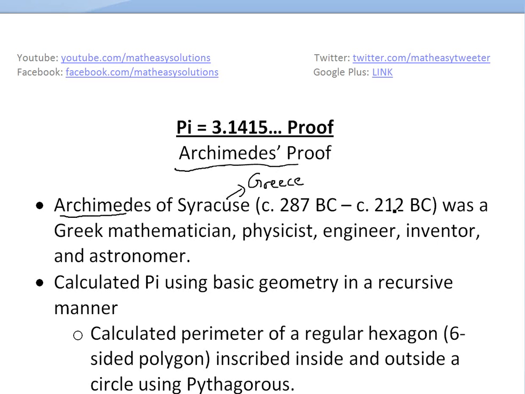Basically, he was born around 287 BC. The C means circa, which is Latin for around, because no one really knows for sure when he was born or when he died.